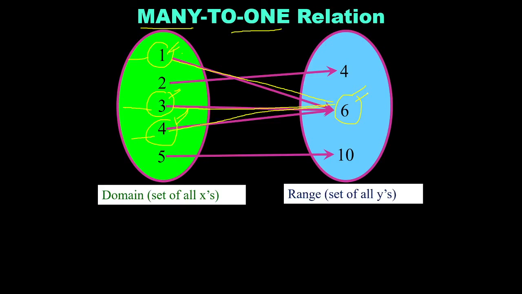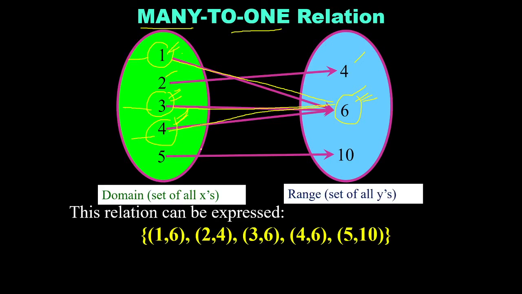Okay, let's continue. So how do we write our ordered pairs? You give me the ordered pairs now. We have (1, 6), (2, 4), (3, 6), (4, 6), (5, 10). All the numbers should be there. It's okay if you do not arrange them in any order. Yes, all of them are present. It's totally fine.